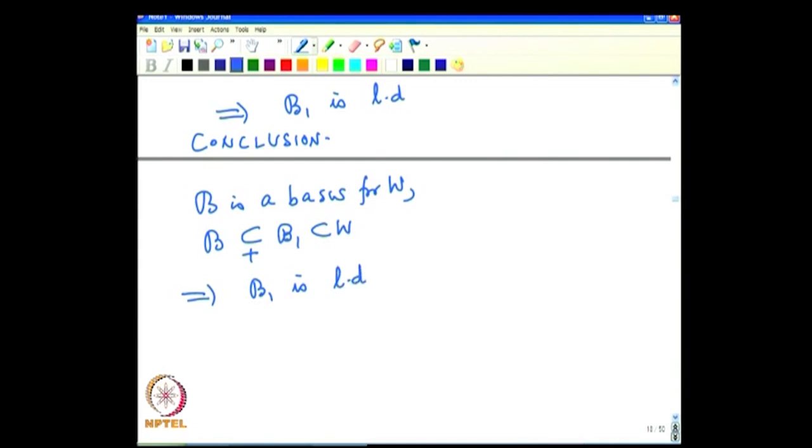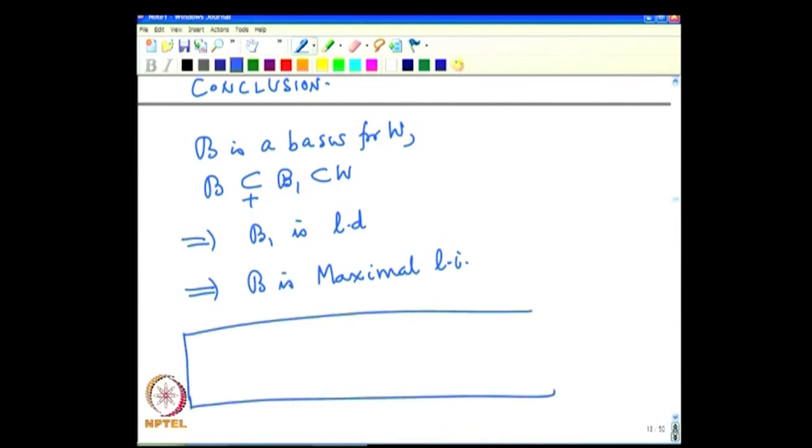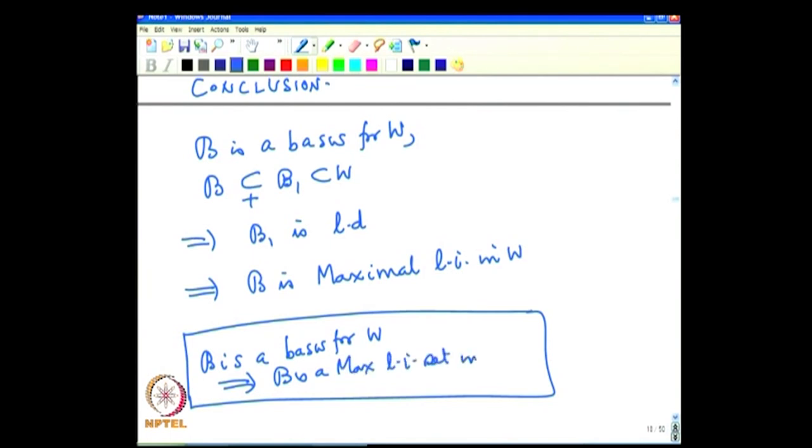This means I am not able to embed B in a bigger linearly independent set, which is precisely what is meant by saying B is a maximal linearly independent set, because it is a basis, it is linearly independent, and we have seen just now that anything bigger than that is linearly dependent. So, we have the first important observation that B is a basis for W implies B is a maximal linearly independent set in W.